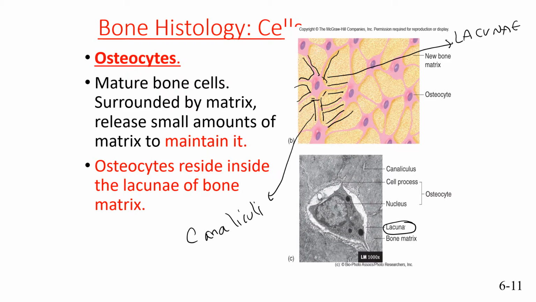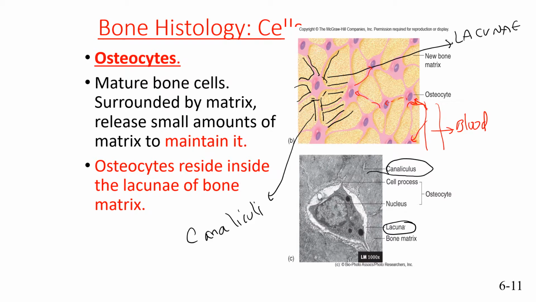That's the lacuna of the bone matrix where the osteocyte is found. There is a little canal called canaliculi. Those bone cells closest to blood vessels are able to gather oxygen and nutrients and will pass those along to the cells farther away via canaliculi. That's how osteocytes keep each other alive.